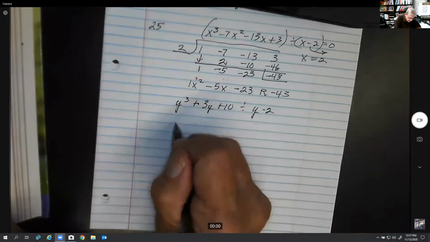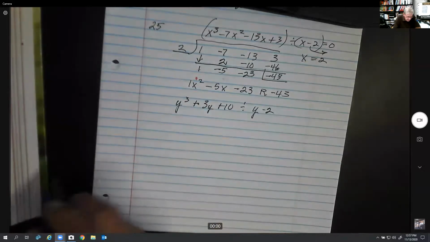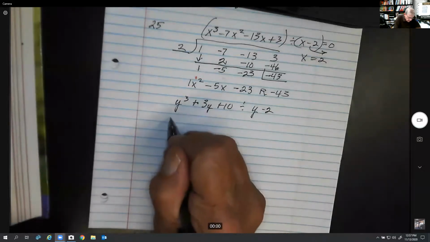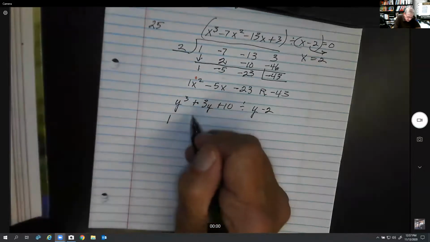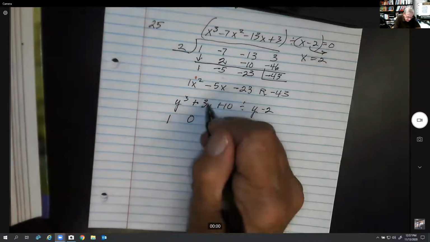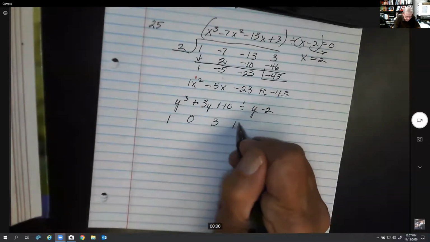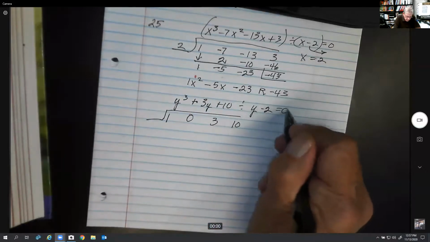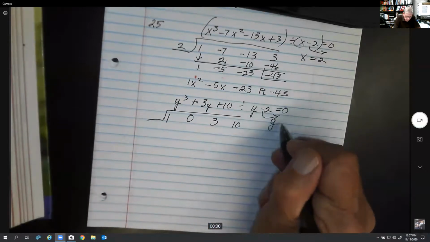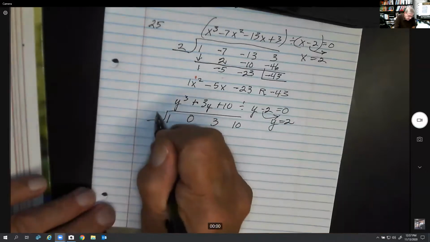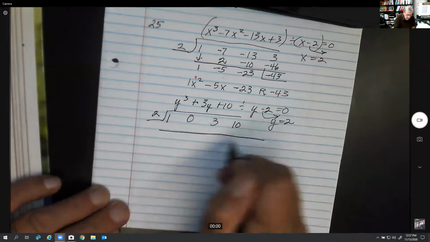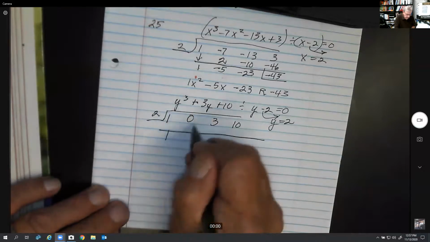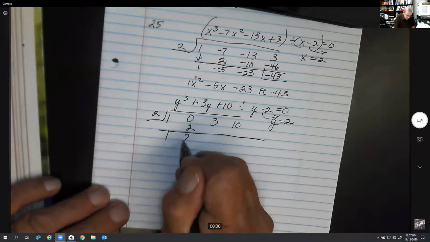Need a missing term here. What term is missing? The squared term. So I'll keep that in mind. Okay, this is 1. I'm missing the square term. That's a 0. I've got a y and I've got a 10. And this is y minus 2 is 0. Bring over to 2. Y is 2. My divisor is 2. Bring down, calculate, multiply, and then calculate.